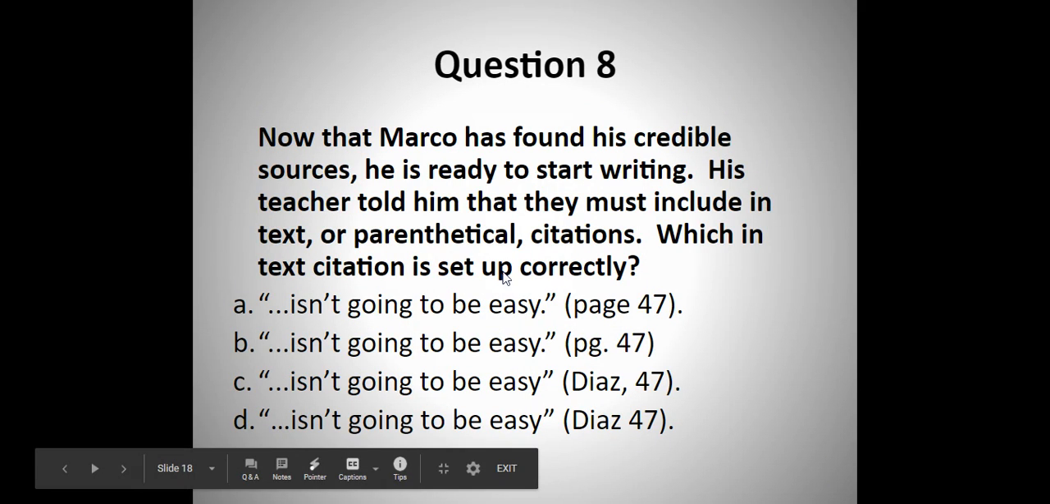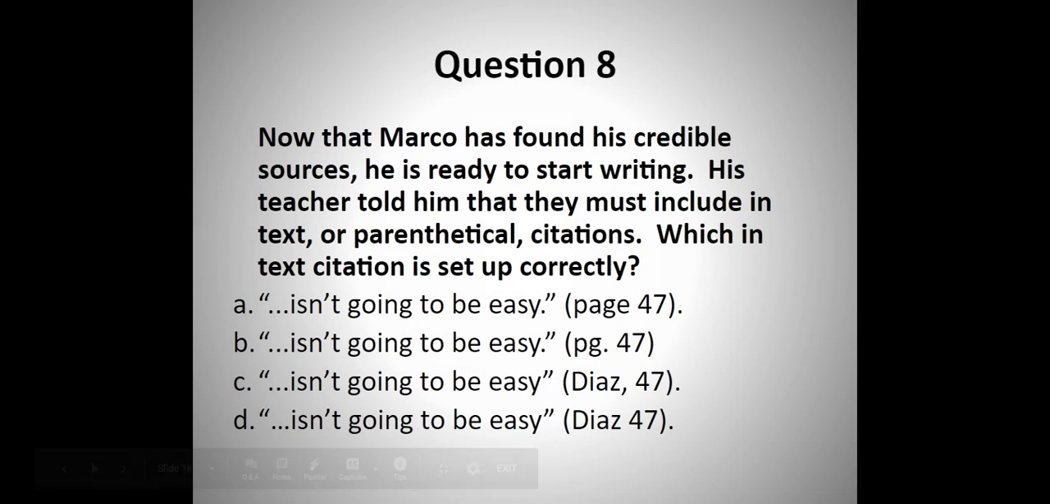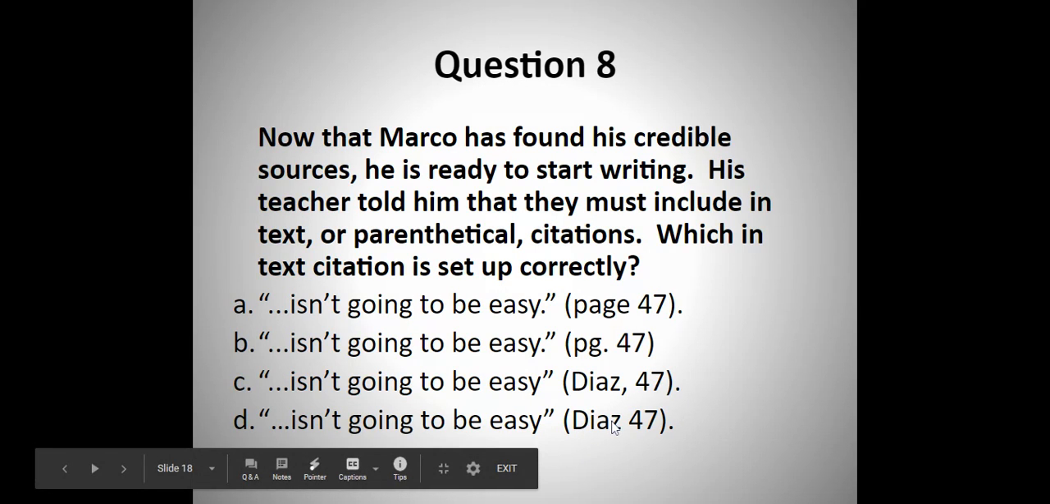This is what's called in-text citation. So this would go inside your document. This is where you put the author's last name, and if you're using a book, the page number where you found the information. And then the period always goes outside of the parentheses.